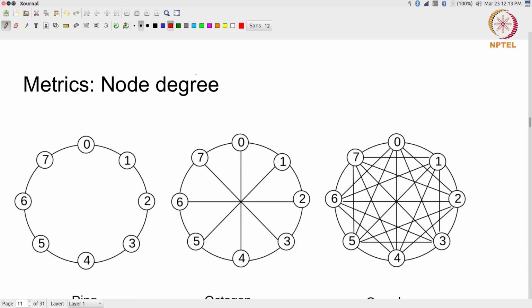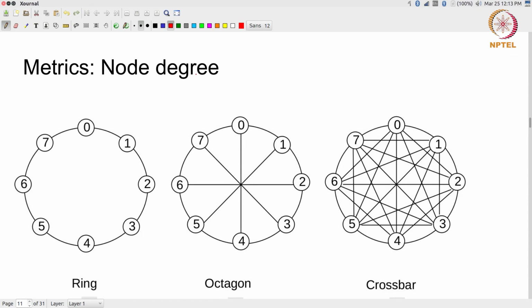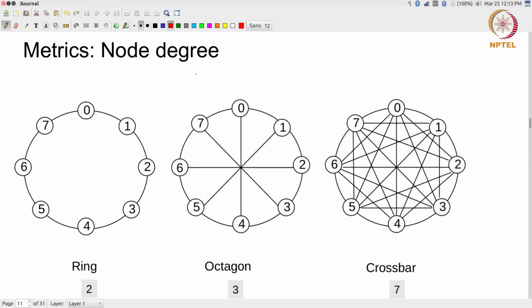Okay. So, now let us look at some of the node metrics that are used in order to measure the quality of different topologies. One of them is so called node degree, easy to understand. It basically says how many adjacent nodes am I connected to. So, in this case I can see that node 0, for example, is connected to 1 here and 1 here. So, degree is 2 in the ring structure, right. In the octagon I have 3, and in the complete crossbar I will have 7 because I am connected to everybody else, right.